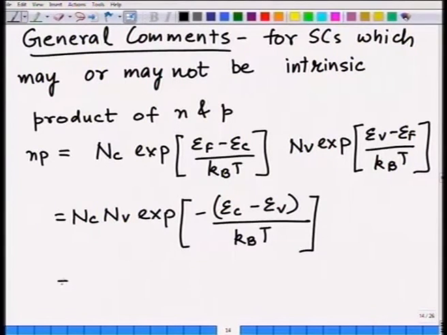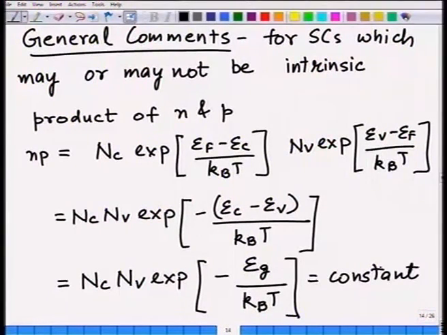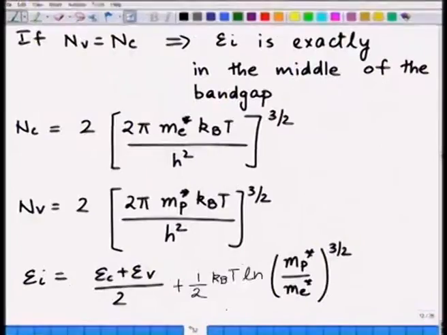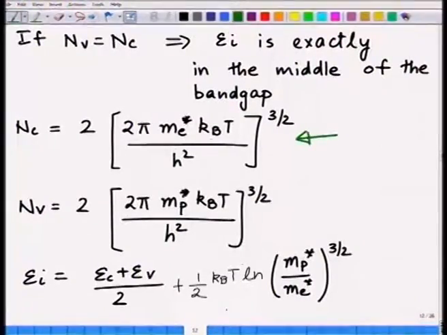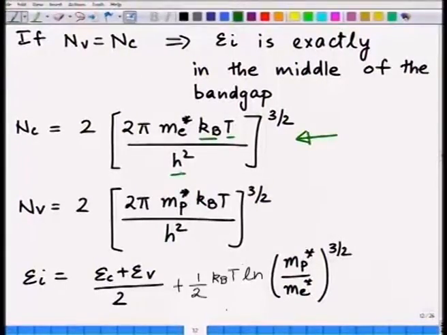So, what do we have? We have this as Nc Nv e to power minus Eg by kBT. Notice that this is a constant. Why? Nc is a material property, Nv is a material property. Let us take a look. Nc was defined right here. What is there? There is temperature, Boltzmann constant, Planck's constant, all these are constants.